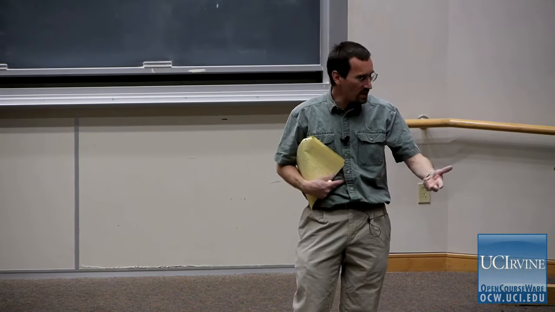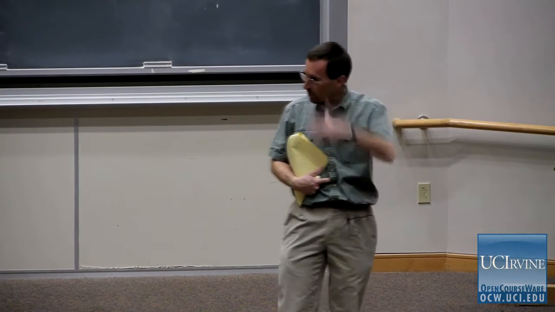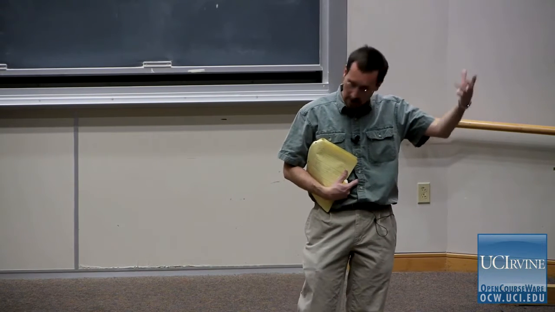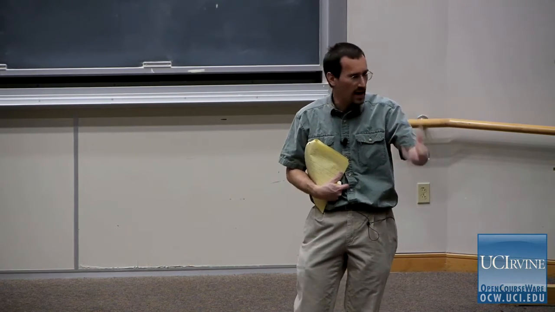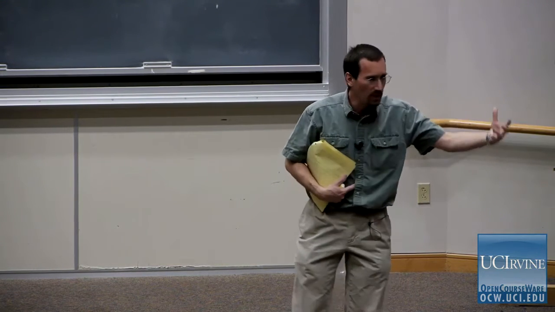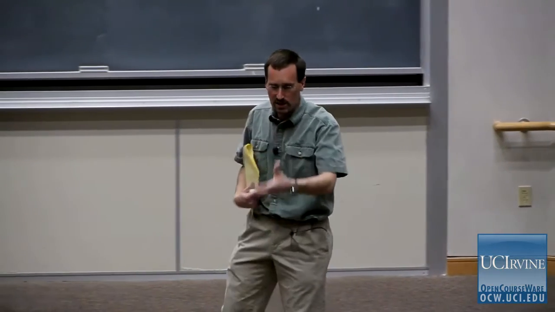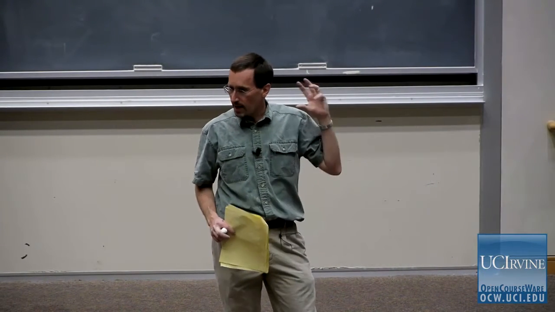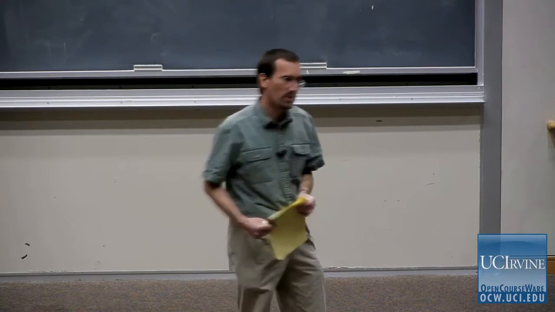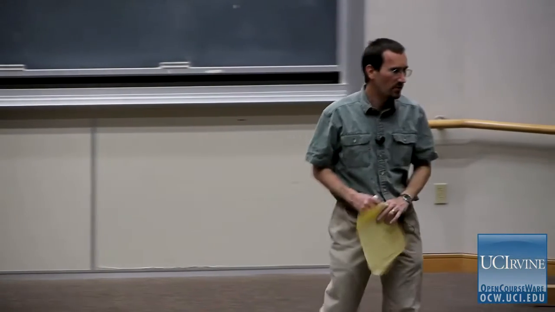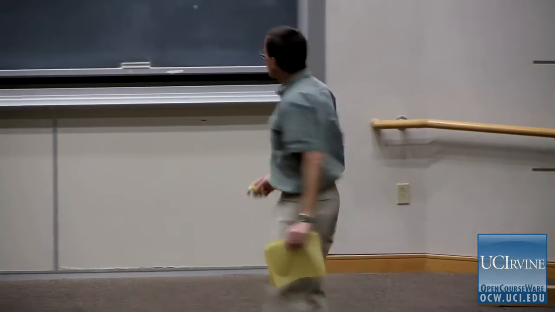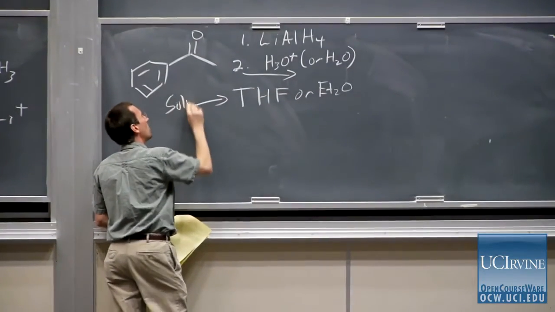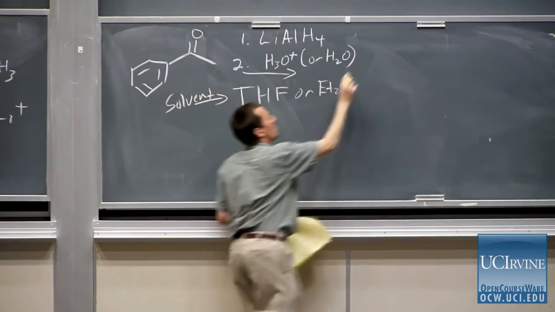We have aqueous hydrochloric acid, which of course is H3O+ and Cl-. We have concentrated sulfuric acid, which you can add to water to make H3O+ and bisulfate anion, HSO4-. So that's a little bit of a shorthand for adding a strong mineral acid like HCl or H2SO4. Now, we call this step here the workup. So I'll just write solvent. And I'll just write workup here.